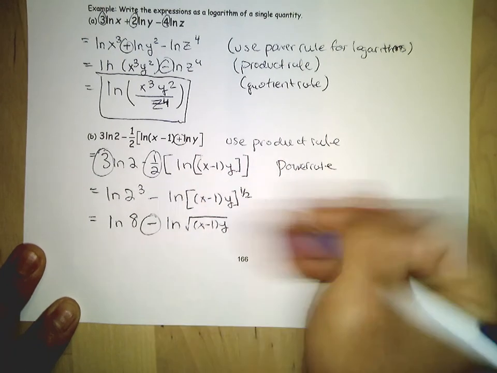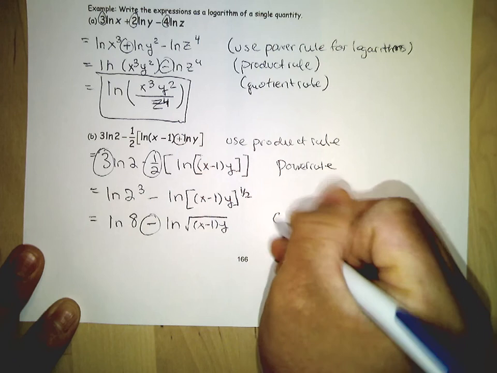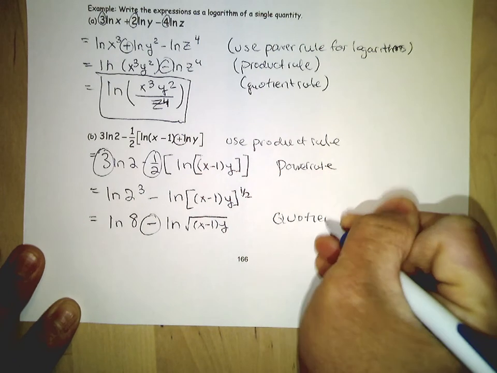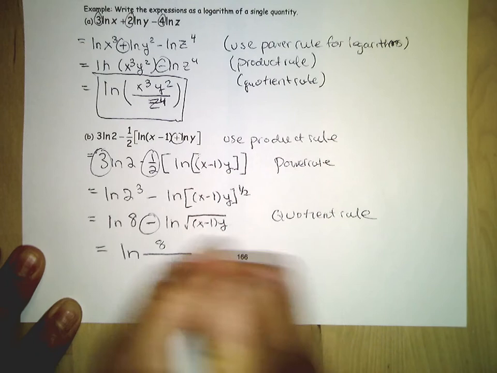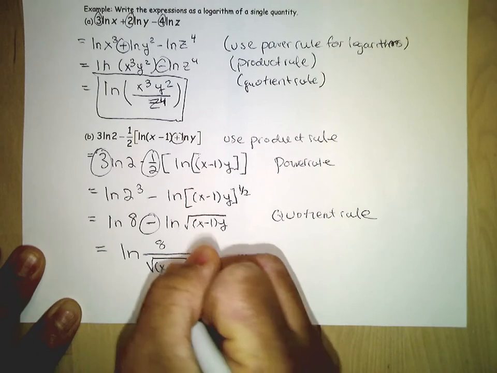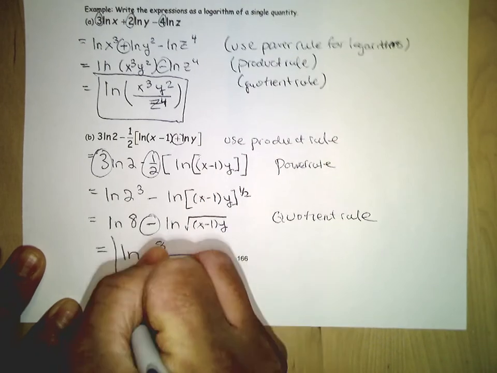So then I see the minus here, and I'm going to use the quotient rule. So I have natural log of 8 over the square root of x minus 1 times y.